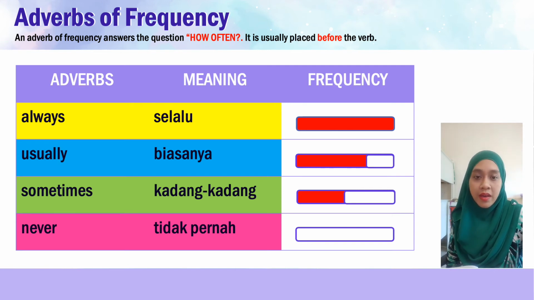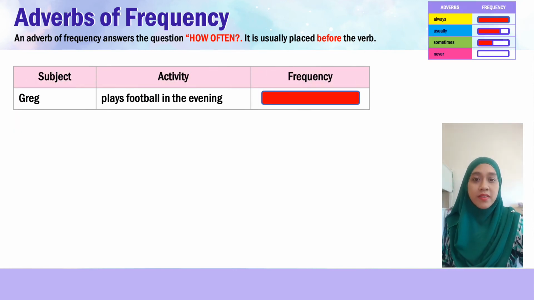The last one we have is never. Never means tak pernah. The frequency is 0. The frequency is empty, which means tak pernah. So there are 4 adverbs of frequency. Always, usually, sometimes, never. Can we do that again? Always, usually, sometimes, never. Okay, so now let's try an exercise.